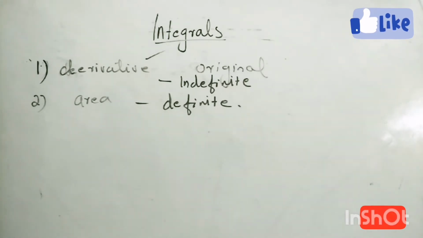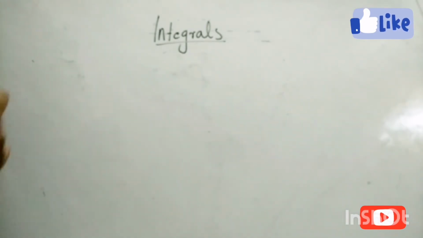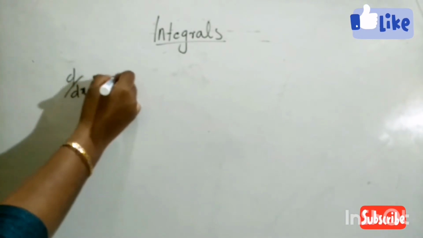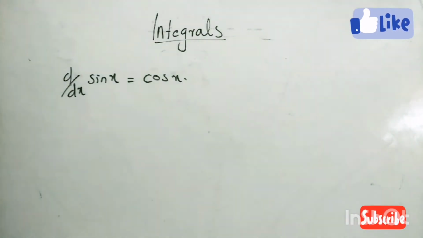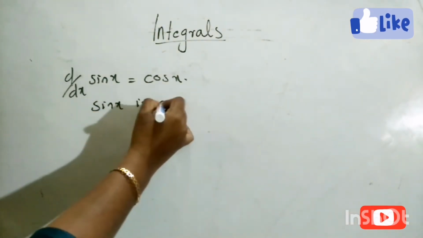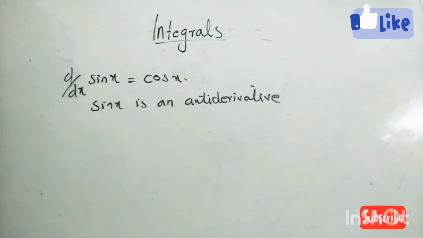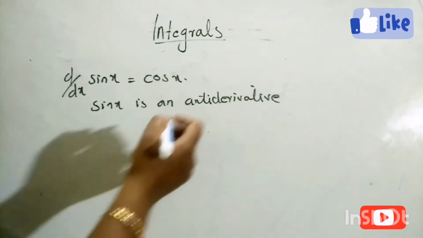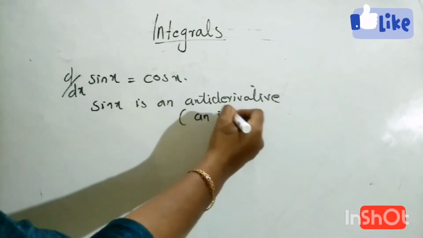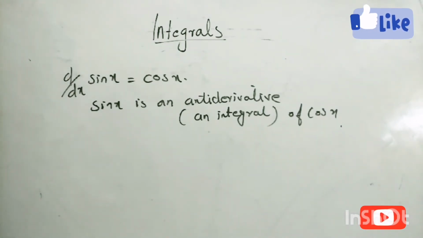This integration is actually an inverse process of differentiation. We know that d by dx of sin x is equal to cos x. In this case, we will say that sin x is an antiderivative or an integral of cos x.